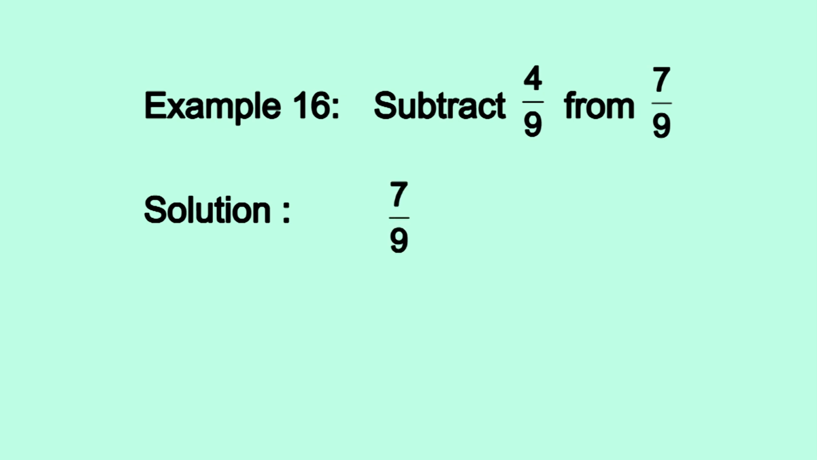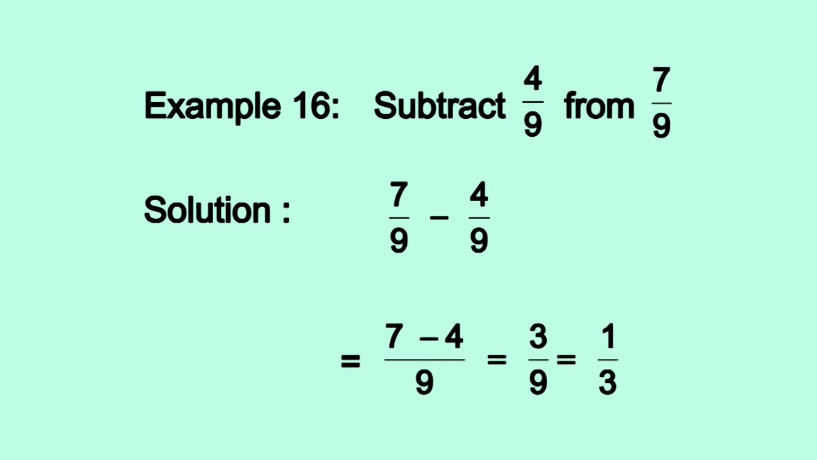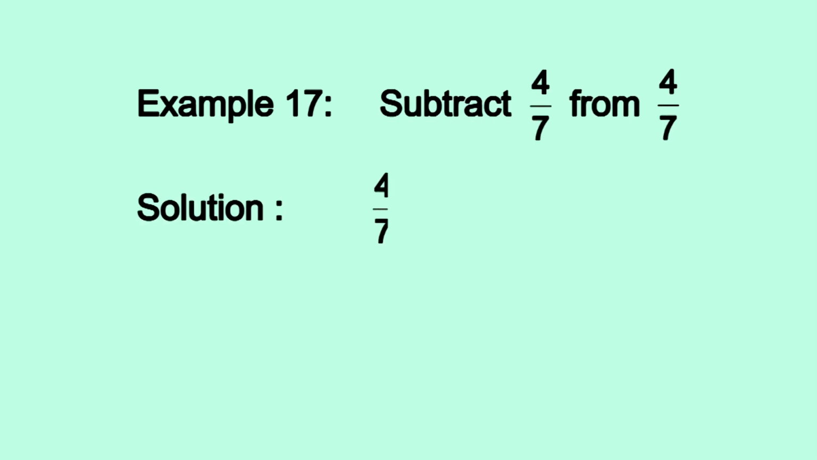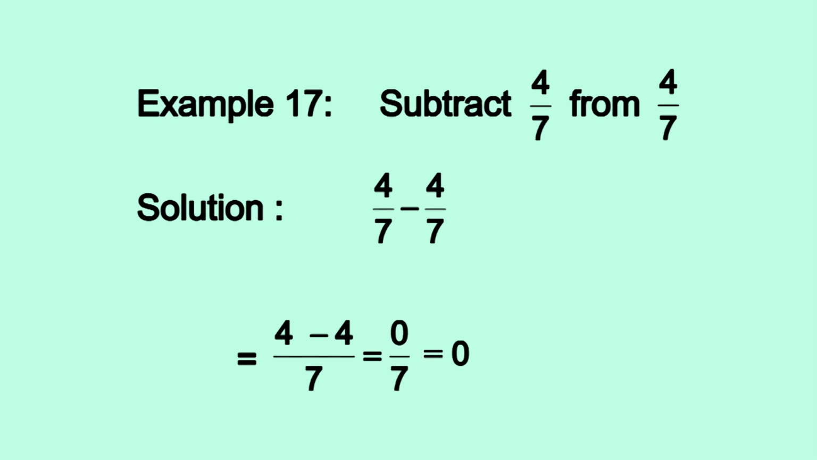Example 16. Subtract 4 by 9 from 7 by 9. Solution. 7 by 9 minus 4 by 9 is equal to 7 minus 4 by 9 is equal to 3 by 9 is equal to 1 by 3. Example 17. Subtract 4 by 7 from 4 by 7. Solution. 4 by 7 minus 4 by 7 is equal to 4 minus 4 by 7 is equal to 0 by 7 is equal to 0.